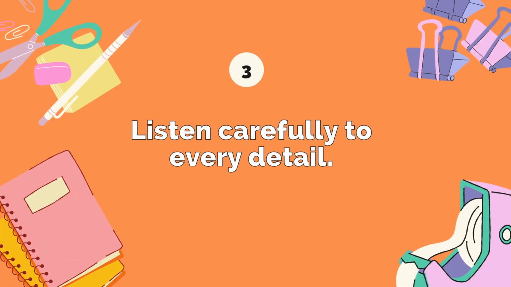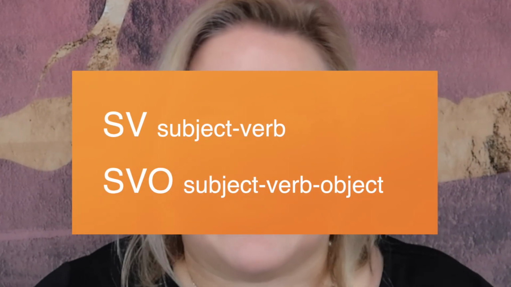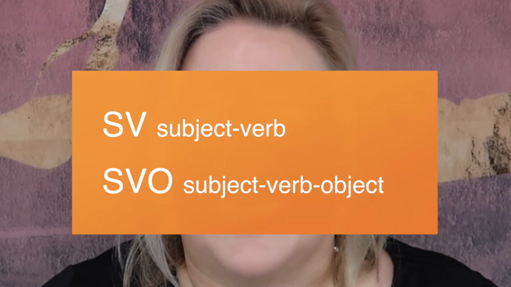My third strategy for the photograph section is to listen carefully to every detail. Most incorrect choices in this part of the test will use some correct subject, verb, and object words, and also some wrong ones. You need to be able to pick out the incorrect ones and eliminate them. Most TOEIC Part 1 questions follow a subject-verb or subject-verb-object SVO sentence structure. Listen carefully for SVO words and compare the words you hear to what is in the photograph.